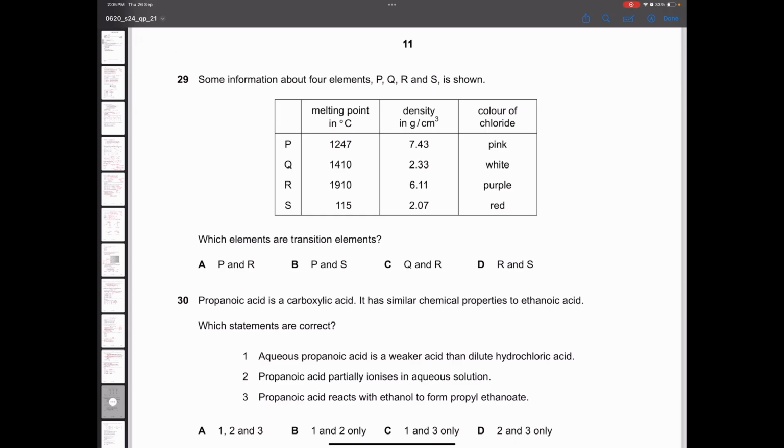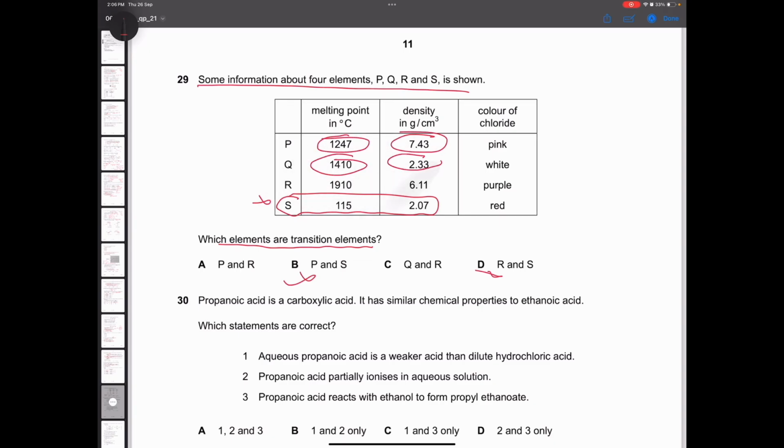29. Some information about 4 elements is shown. Which elements are transition elements? We know that transition elements have high density, a high melting point, and multiple colors. First of all, S is out of the options, so any option having S is incorrect. B and D are incorrect. Now, P has high density and a high melting point, and so does R. So P and R are the correct ones. Option A is the correct answer.